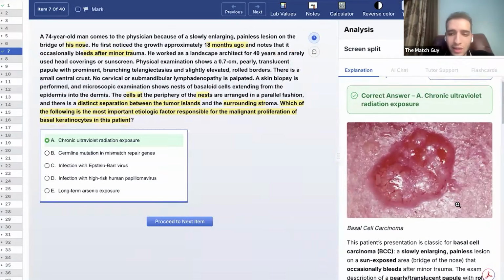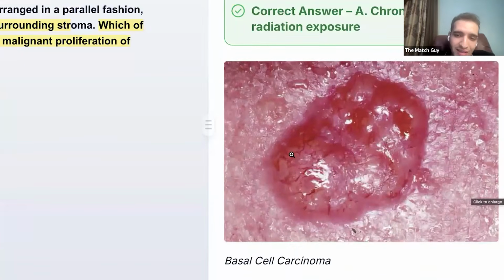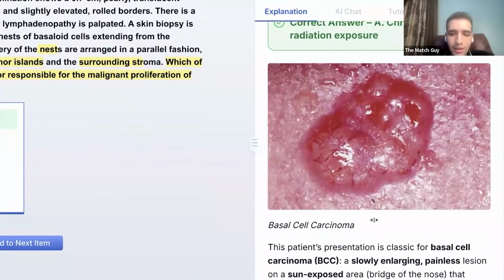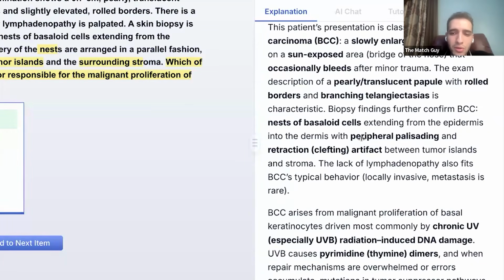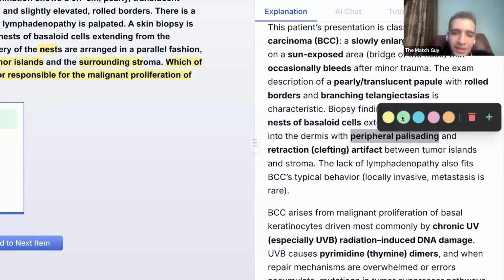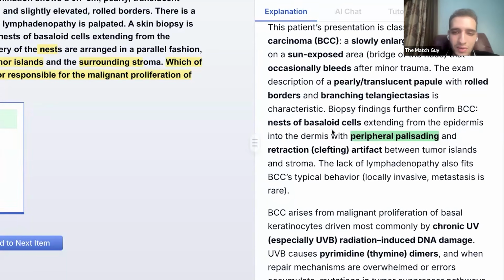Okay, so I read the explanation. First, I see the picture. As you can see, it's shiny, and it has telangiectasia. So I know the picture very well. Then I read the explanation extremely well. And then I read what this histology is. So apparently this histology they are describing is called peripheral palisading, when the nests are extending from the epidermis into the dermis. And apparently now I know what palisading is. Palisading is when cells accumulate around other cells like this. That's called palisading.